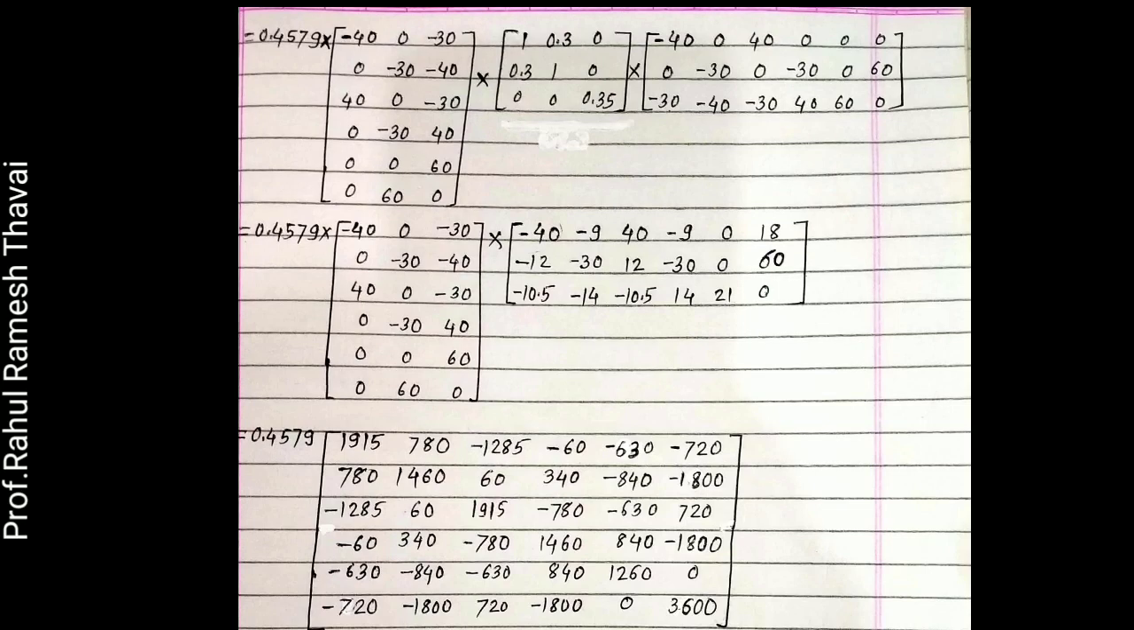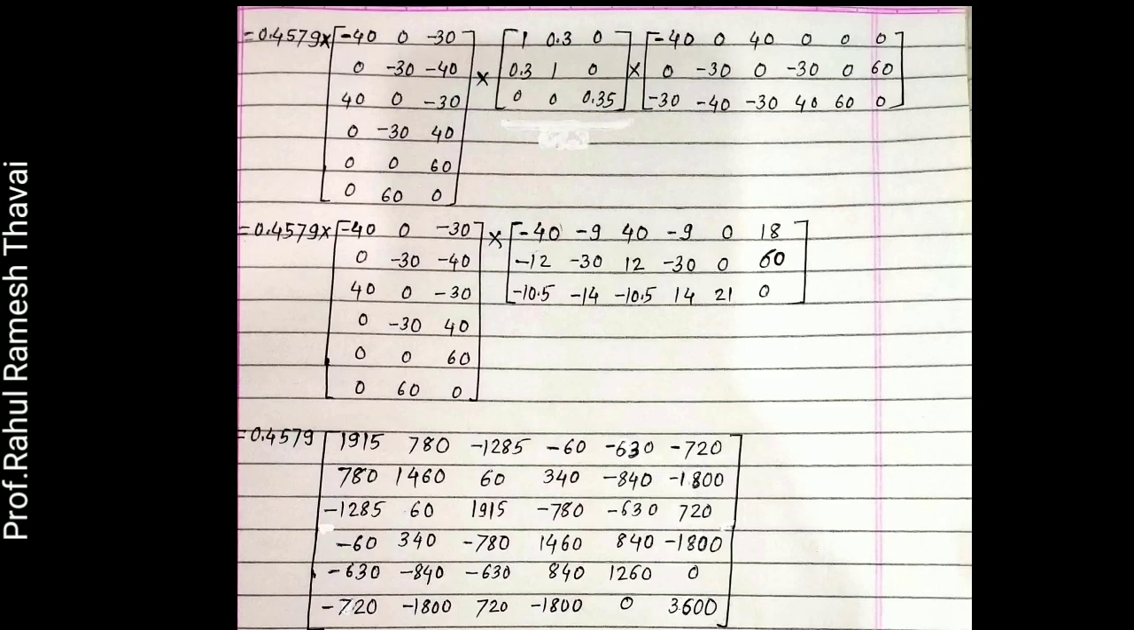Next, fourth row multiplied by fourth column, that is 0 into minus 9 plus minus 30 into minus 30 plus 40 into 14, that is 1460. Next, fourth row multiplied by fifth column, that is 0 into 0 plus minus 30 into 0 plus 40 into 21, that is given by 840. Next, fourth row multiplied by sixth column, that is 0 into 18 plus minus 30 into 60 plus 40 into 0, that is given by minus 1800.